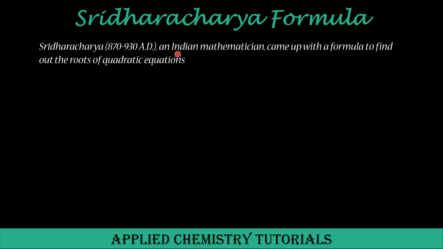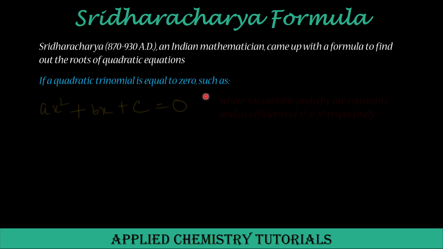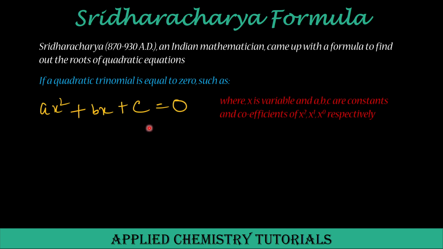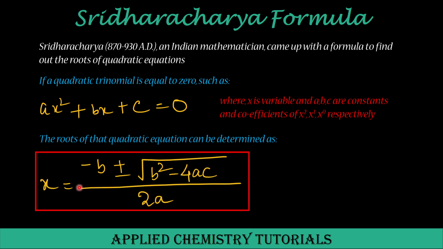Sridharacharya, an Indian mathematician, came up with a formula to find the roots of quadratic equations. If a quadratic trinomial is equal to 0, such as ax square plus bx plus c equals 0, where x is the variable and a, b, c are constants, the coefficients of x square, x to the power 1 and x to the power 0 respectively, then the roots of the quadratic equation are x equals minus b plus minus root over b square minus 4ac, divided by 2a.